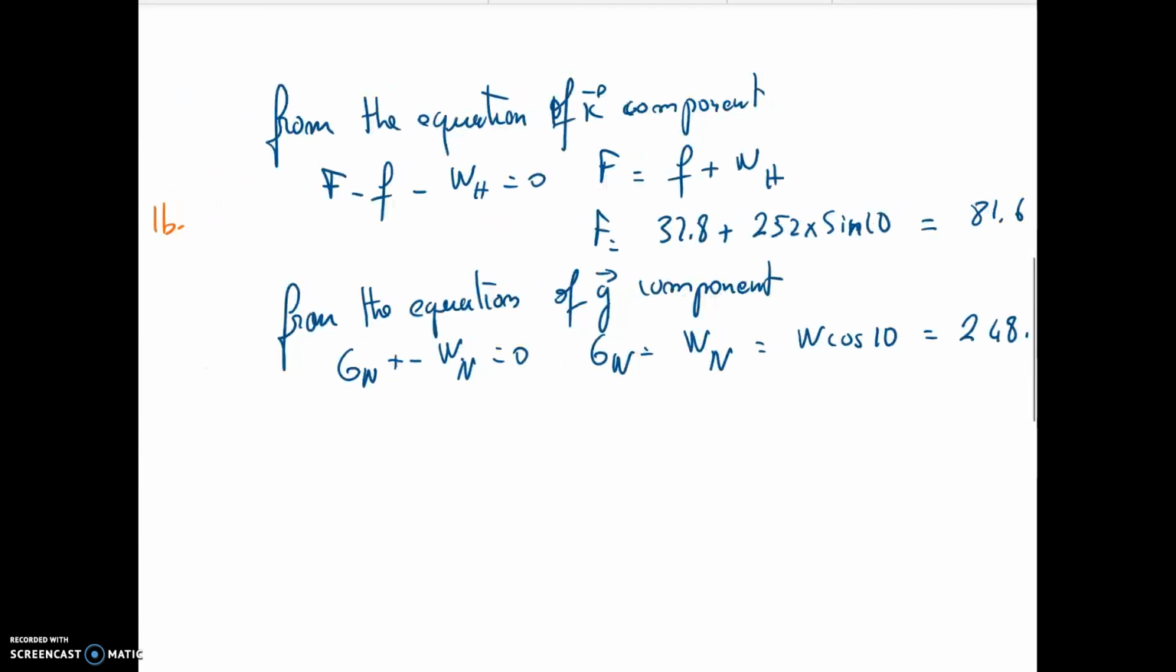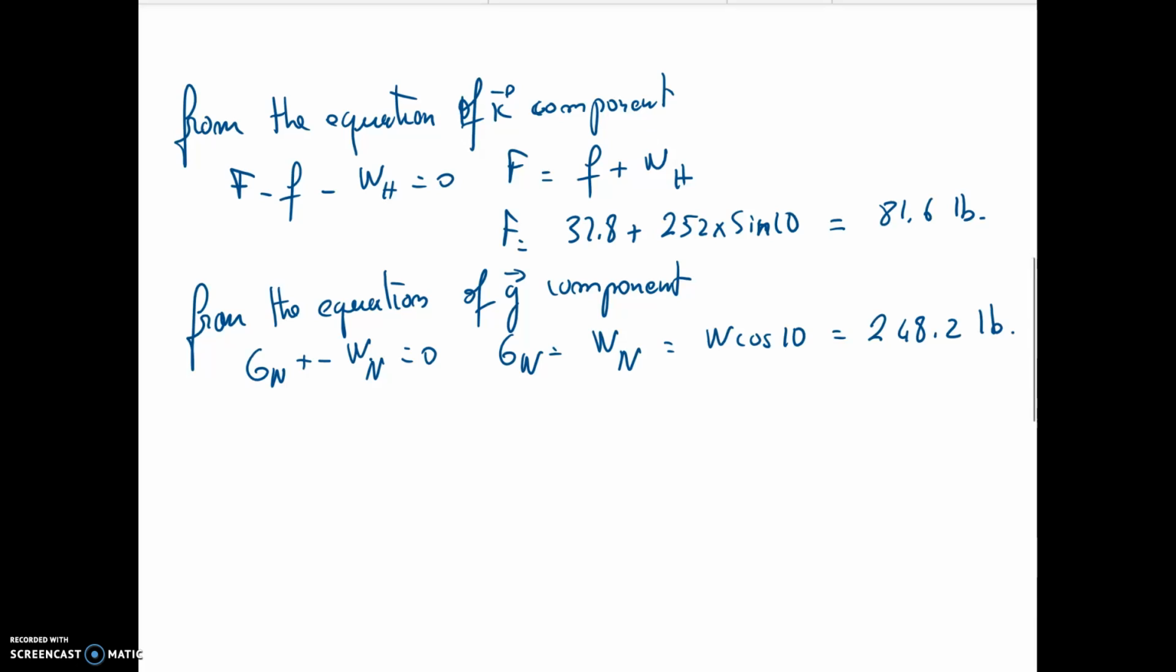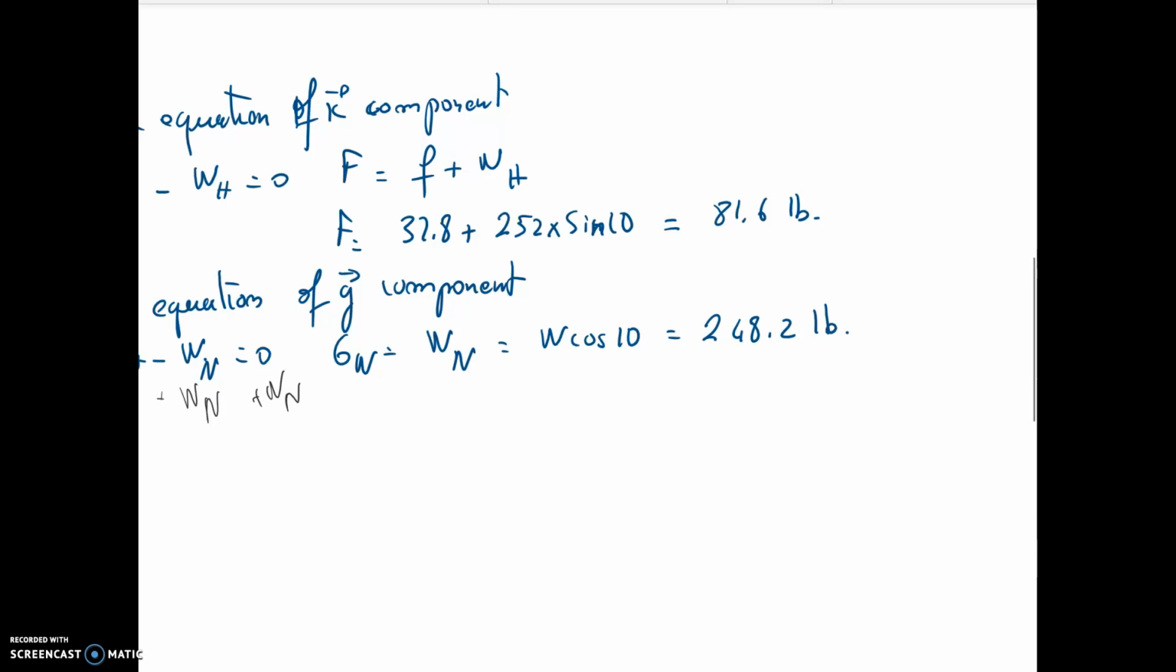Now, if I do the same thing from the equation of the y component, I will be able to express Gn by adding Wn to both sides right here. This is why I end up with Gn equals Wn. And because Wn is equal to W cos 10, I'll let you look at it, and if you have any question, please let me know. You end up with 248 pounds.